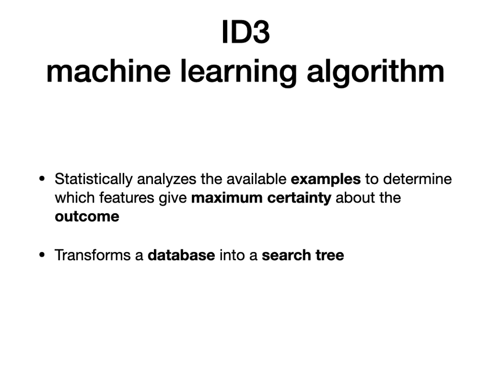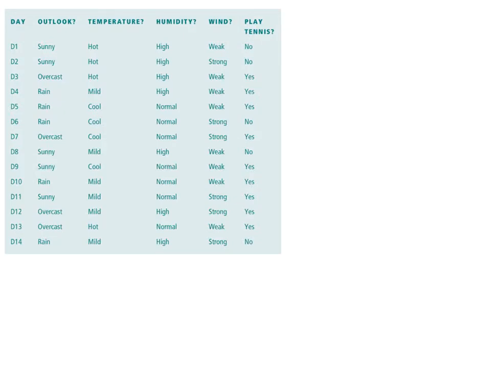So, ID3, that's the name of the machine learning algorithm that builds these things. And what it does is it analyzes all of the examples in a very straightforward way. It just says, hey, here's all these examples and how they fit into the outcome variable. Which ones will give us the most certainty? The way they vary gives us the most certainty. So it turns one of these databases of examples into a search tree.